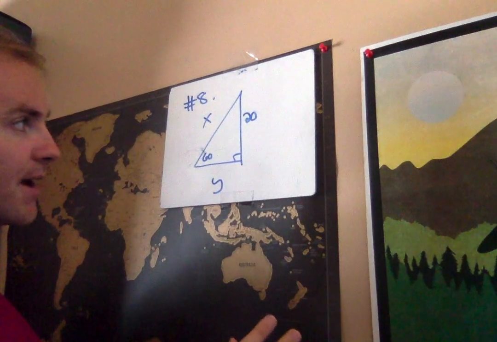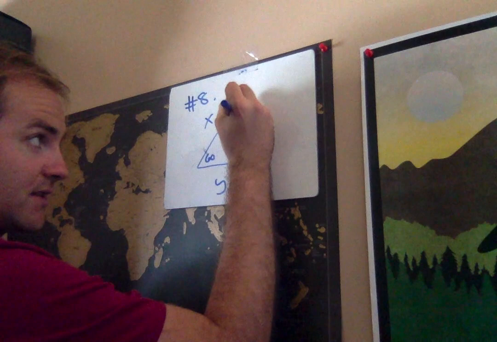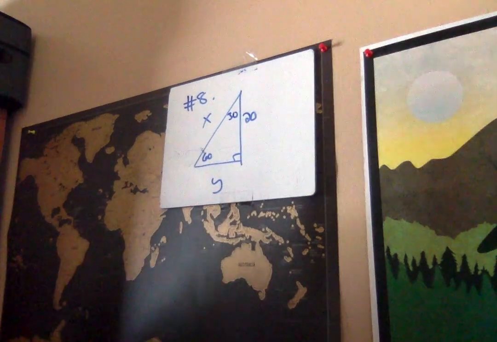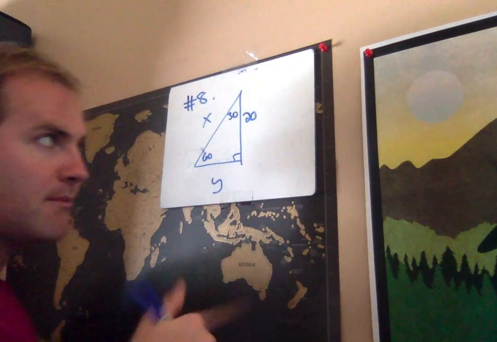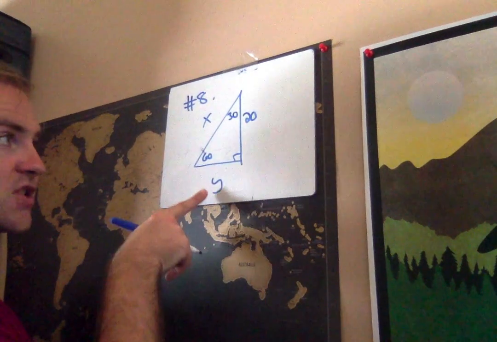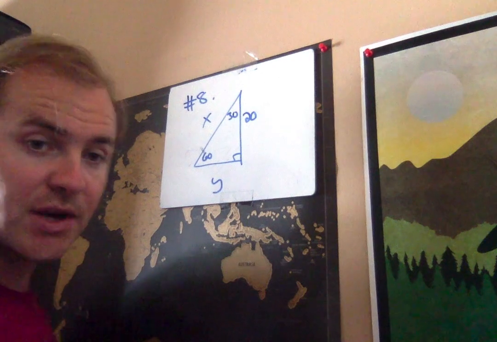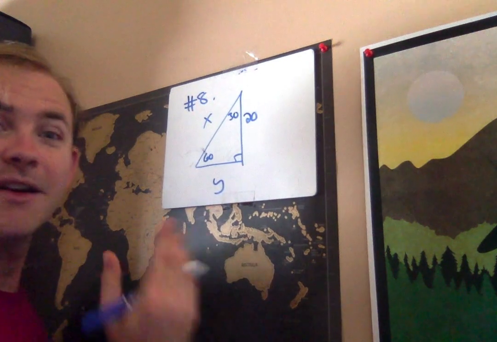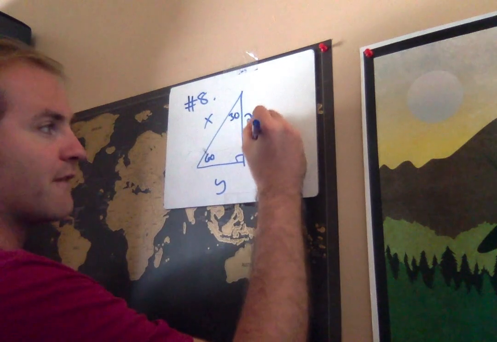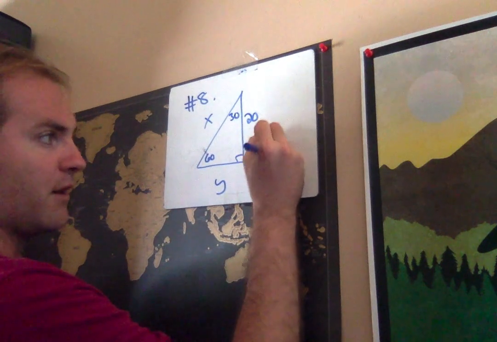Now here's the thing. If this is 60, this is 30. And so what I've got is a slightly different situation. Instead of being given the small, they've given me the medium. Now to go from small to medium, I have to multiply by rad 3. What if I want to go the other way around? How do I get rid of a multiplied rad 3? Divide by rad 3. So to get from the 20 to the y, I'm going to divide by rad 3.